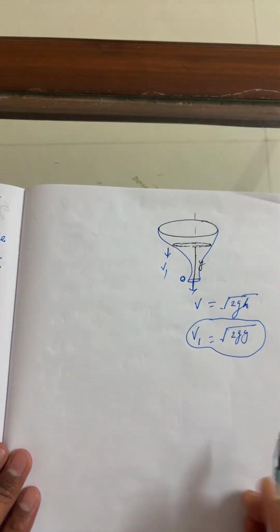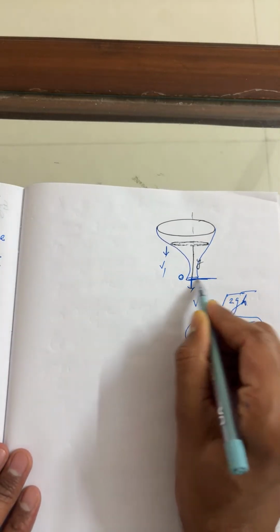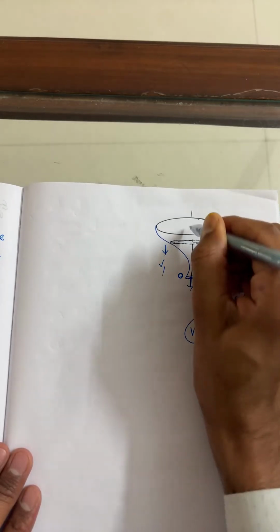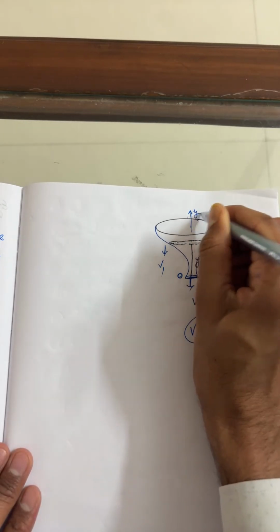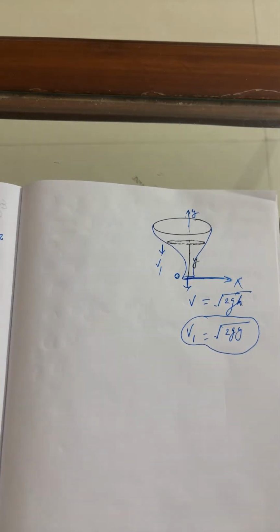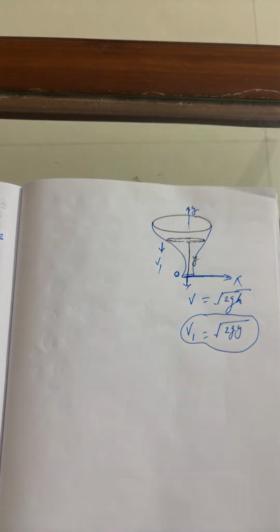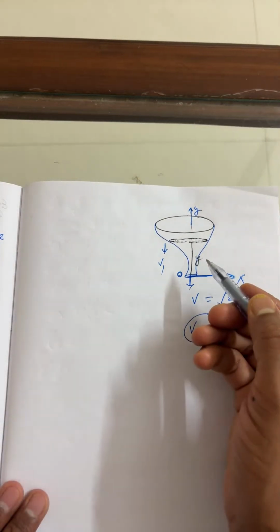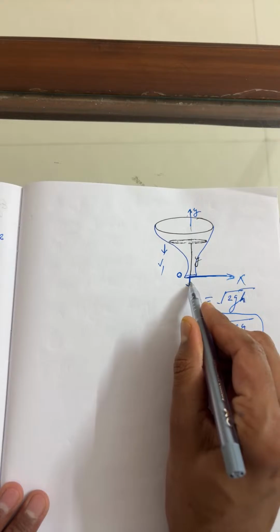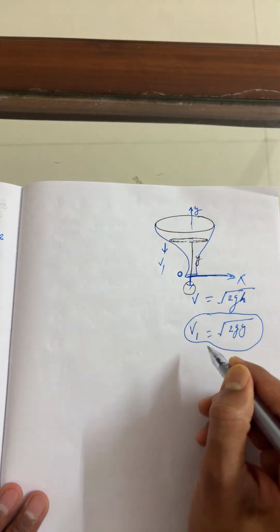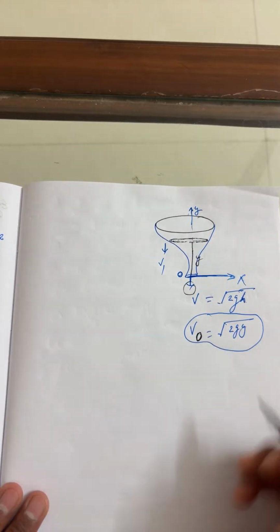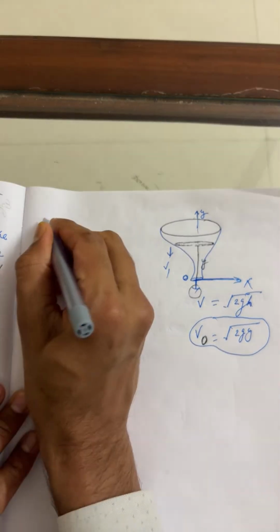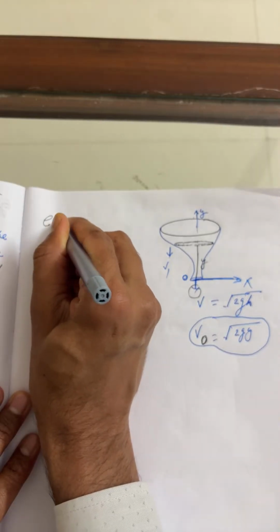So this is A. In this direction we are considering x, so this is x and this is y. Now I'm going to use the equation of continuity. So V1 is the outlet velocity, which is root of 2gy.